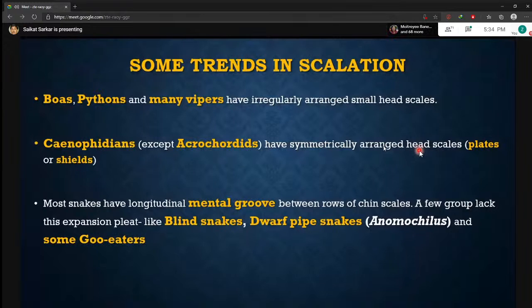Most snakes have a longitudinal mental groove, the mental groove that I was talking about, on the chin part. This will be found specifically in snakes that deal with larger prey items. So this mental groove will be there in most of them, but there are a few groups which do not have it, like blind snakes, dwarf pipe snakes, like goiters.